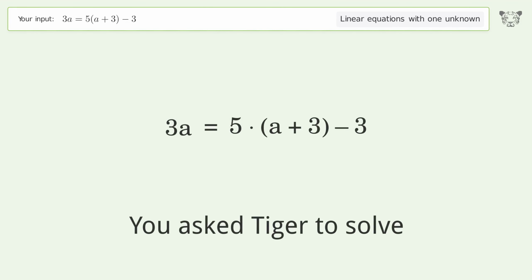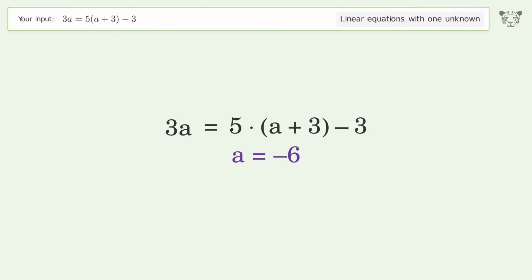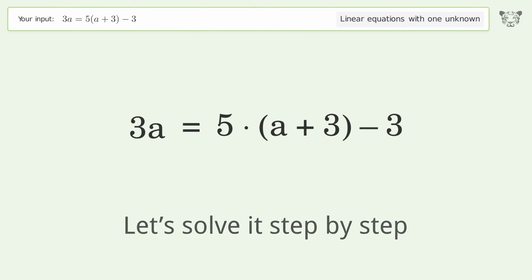You ask Tiger to solve this. It deals with linear equations with one unknown. The final result is a equals -6. Let's solve it step by step.